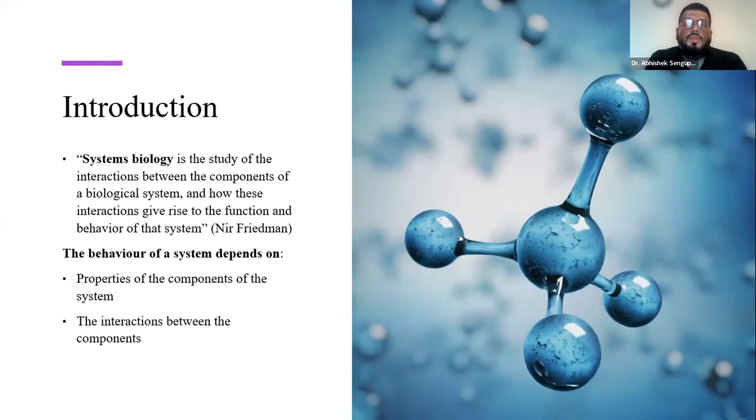The behavior of a system depends on two things: the properties of the components of the system, and the interactions between those components. In molecular biology, what we have seen so far is more of a reductionist approach, and the paradigm is shifting from that reductionist approach to the systems approach, an integrative approach where specific interactions of components in biological systems are studied, like cells, tissues, organs, ecological webs. There are various hierarchies at which it can be studied, starting from the molecular or atomic level, then cells, tissues, organs, up to the ecological level. So systems biology can be studied at various levels.